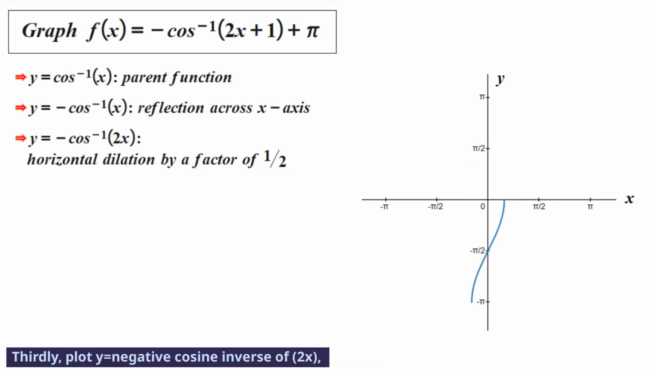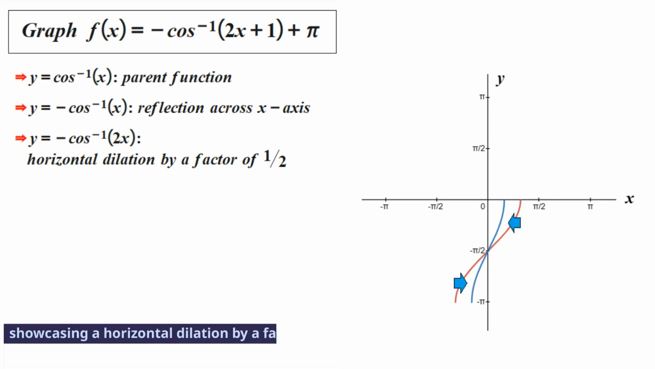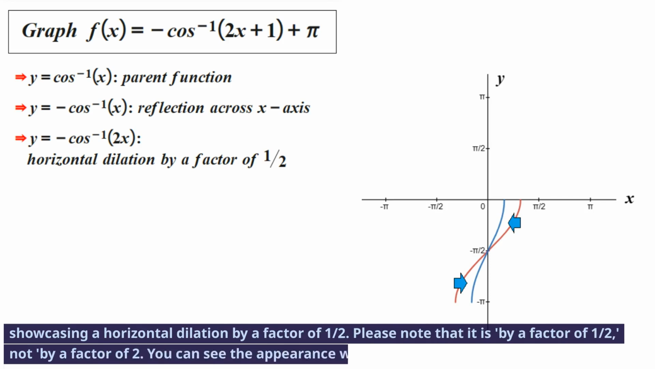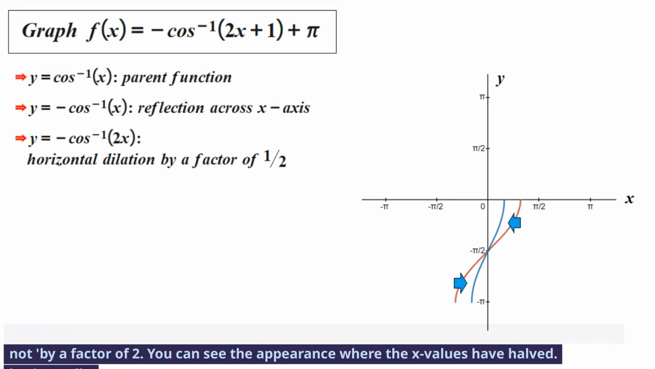Thirdly, plot y equals negative cosine inverse of 2x, showcasing a horizontal dilation by a factor of 1/2. Please note that it is by a factor of 1/2, not by a factor of 2. You can see the appearance where the x values have halved horizontally.